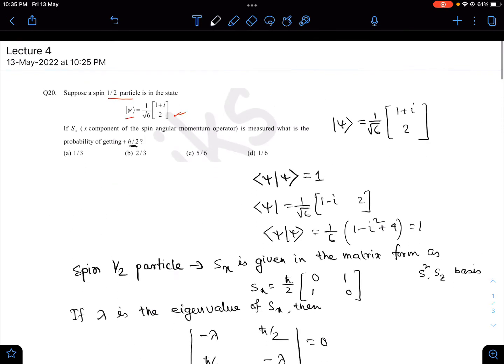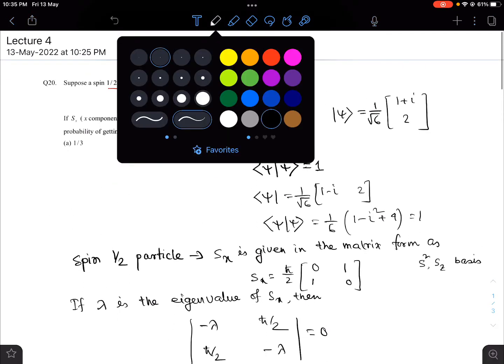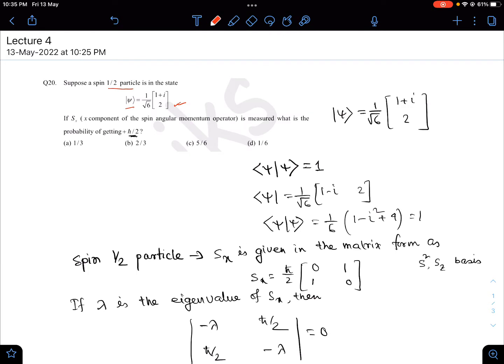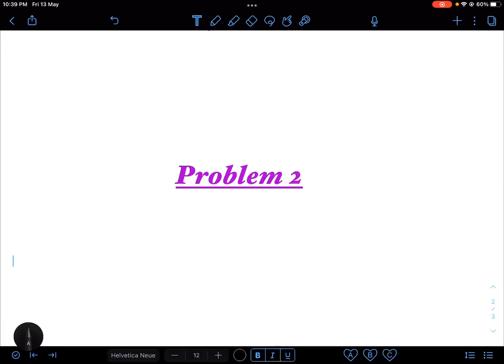So let us check. Yeah, this is the correct answer. That means if we measure Sx, then the probability of getting h cut by 2 is 5 by 6. Okay, now move to the second problem of this video.